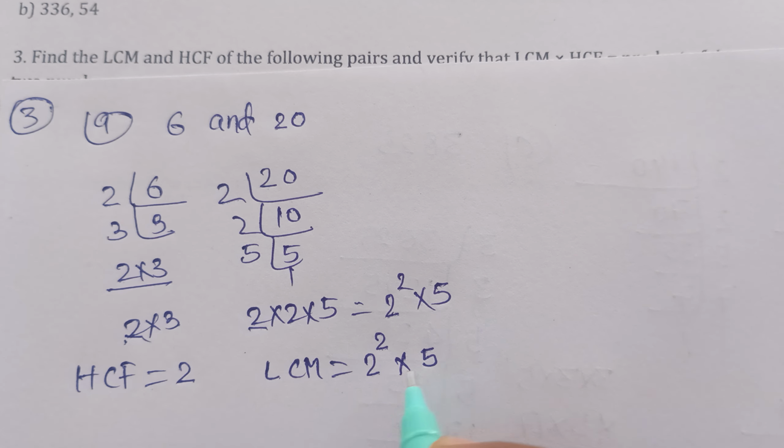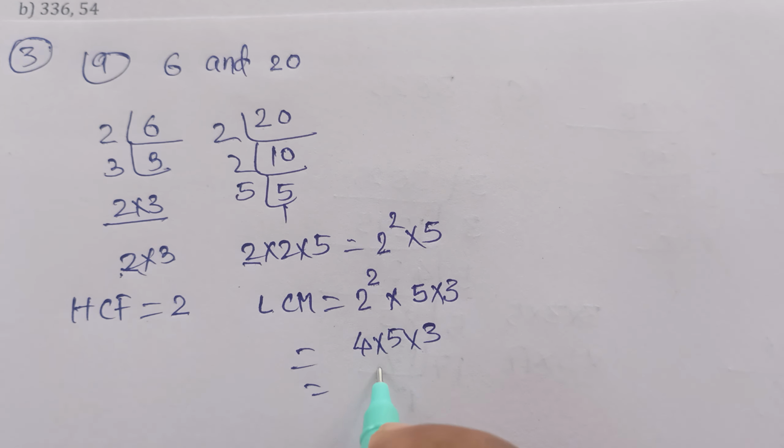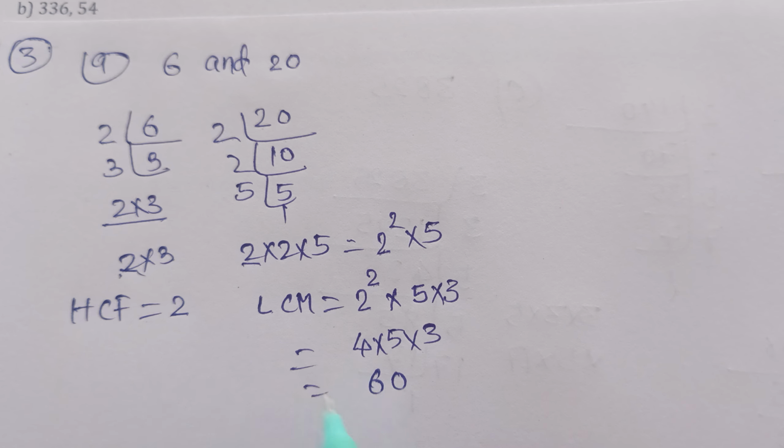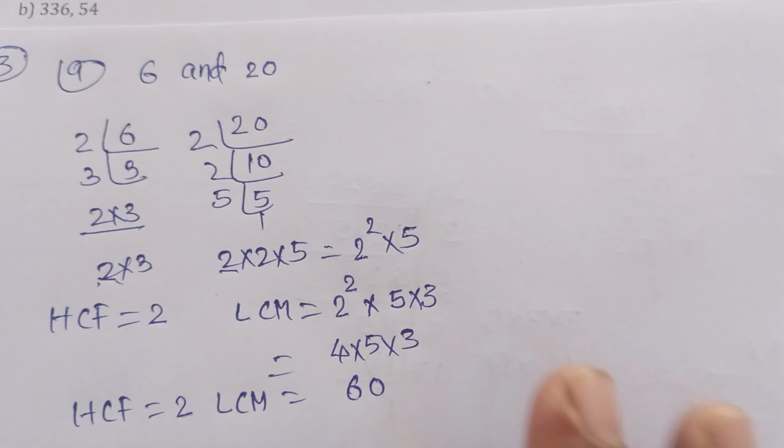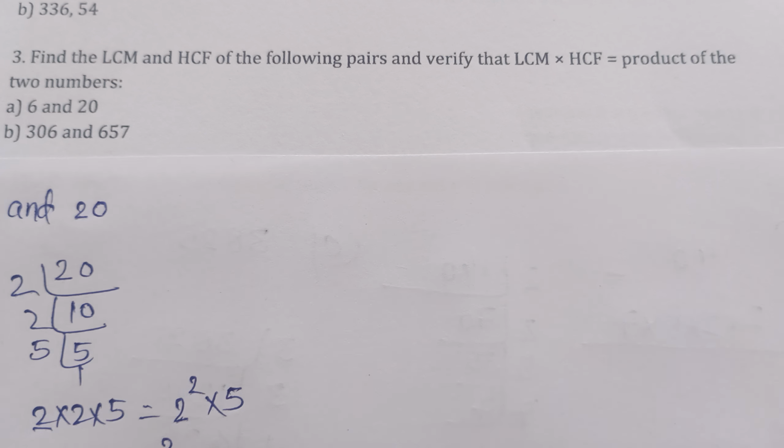So you can write LCM as 2 to the power 2 into 5 into 3. What do we get? 4 into 5 into 3, you will get 60. So the LCM is 60 and the HCF is 2.